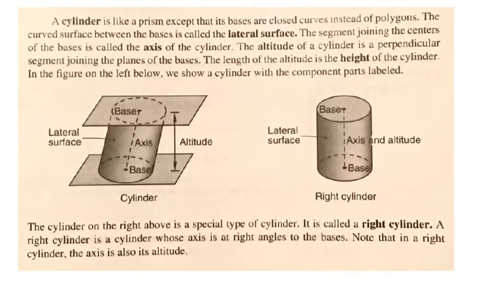The next piece of the lesson talks about cylinders. A cylinder is like a prism, except that its bases are closed curves instead of polygons. So there aren't the hard shapes with the edges like we had with triangles or pentagons. Instead, we have curved, instead of polygons, excuse me. So the curved surface between the bases is called the lateral surface.